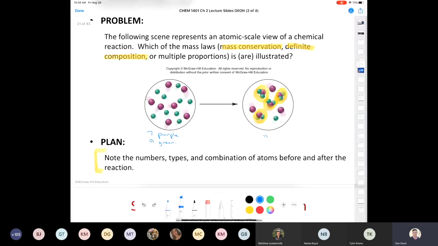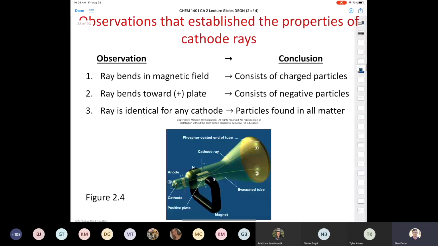So they're all the same, and so the law of multiple proportions is not being demonstrated here. Anyhow, it's kind of a weird problem, but it works. And here's the solution, and you can spend some time looking at that if you want.